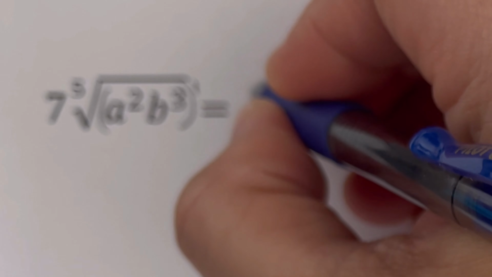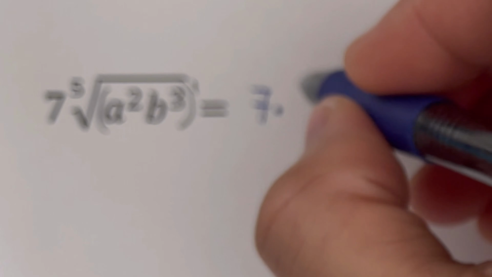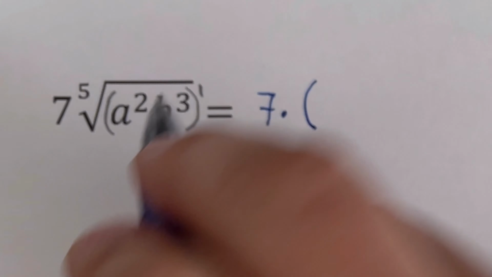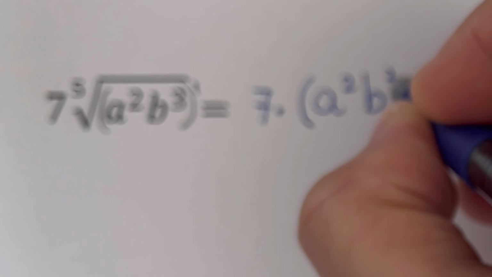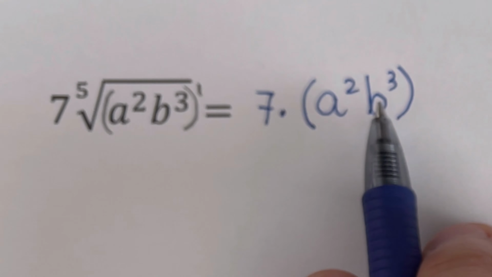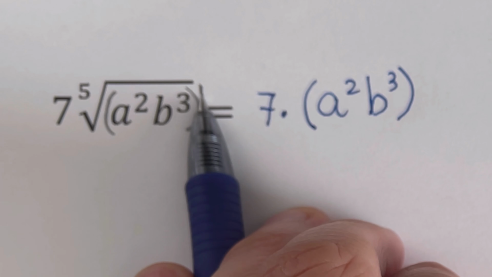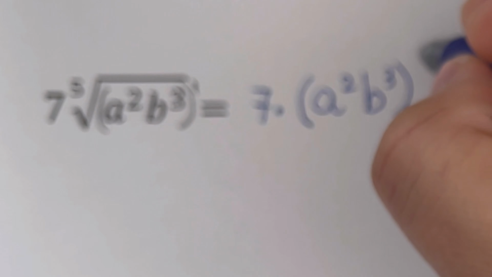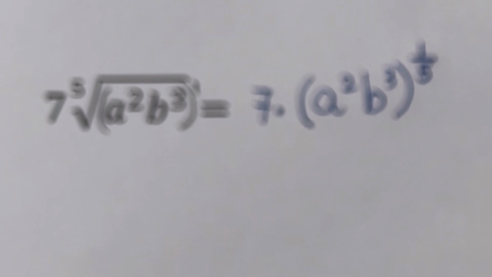So we remember that this whole thing here, the radicand, is raised to the power 1. And so we can go ahead and rewrite this as 7. The 7 is outside the radical symbol. That is 7 times. We write the base, which is a squared b cubed. And then we are going to write the exponent for this. Remember that the exponent for this would be the exponent of the base of the radicand, which is 1 over the index, which is 5. So this is raised to the power 1/5.